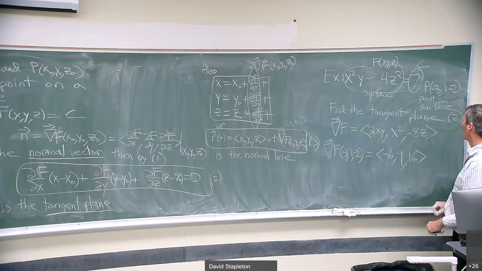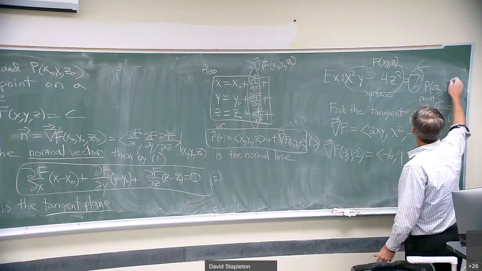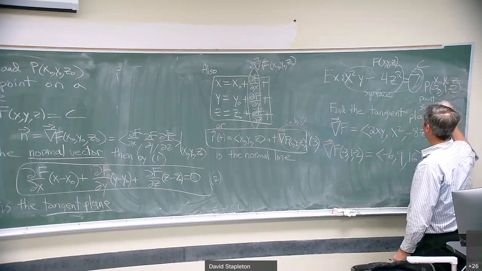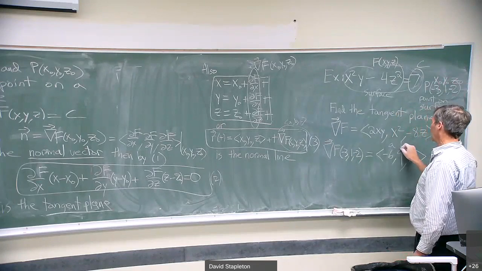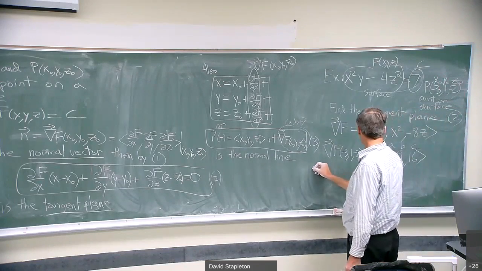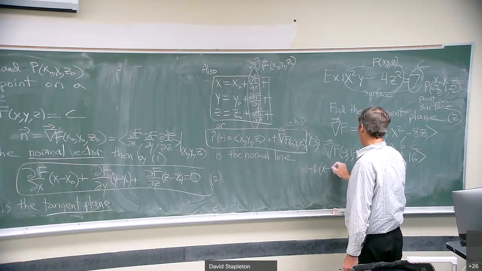And now you just write down your equation for the plane from before. Here are the coordinates of the point. Here's your A, B, C. You just write down the equation of the plane. A is minus 6 times x minus x naught.